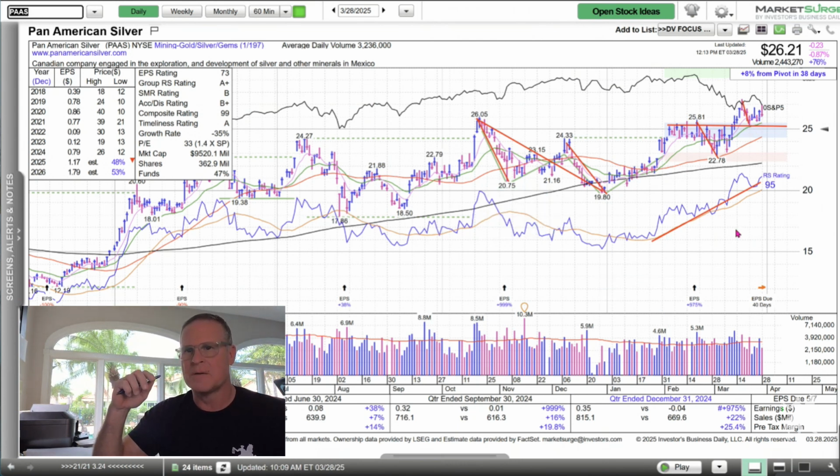So what I'm watching here is for this to tighten up and continue to hold above its 8 EMA, with a potential position breaking out of this VCP pattern.